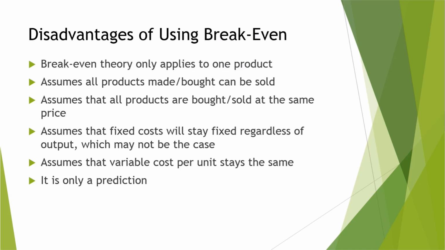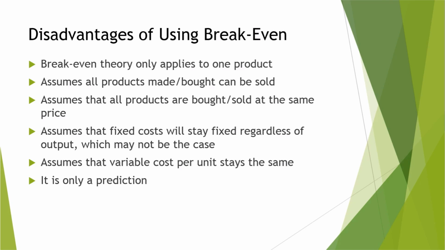If, however, you want to include making croissants and those sorts of things, you would have to have a separate product because it would have a separate selling price and it would have separate variable costs. It assumes that all the products made and bought can be sold. It also assumes that all products are bought and sold at the same price.